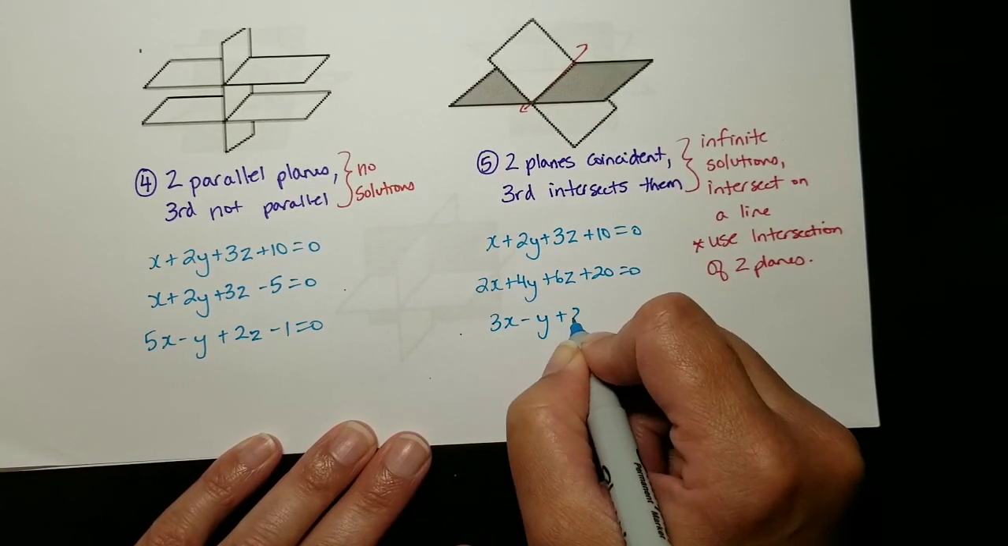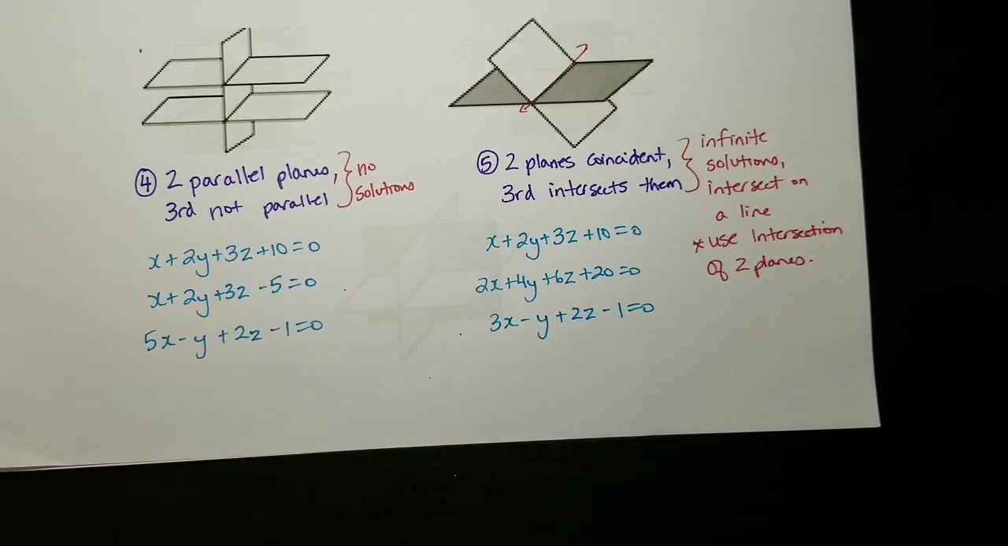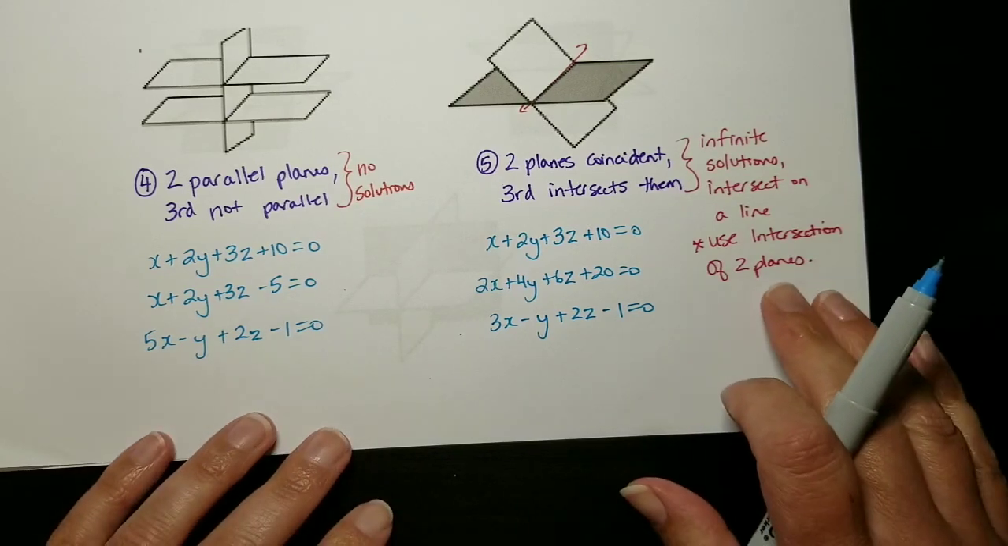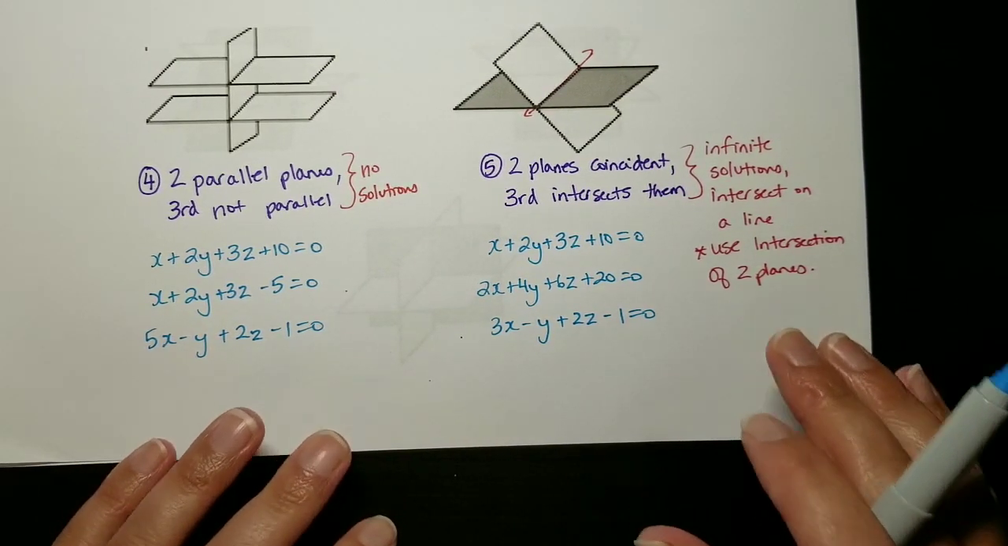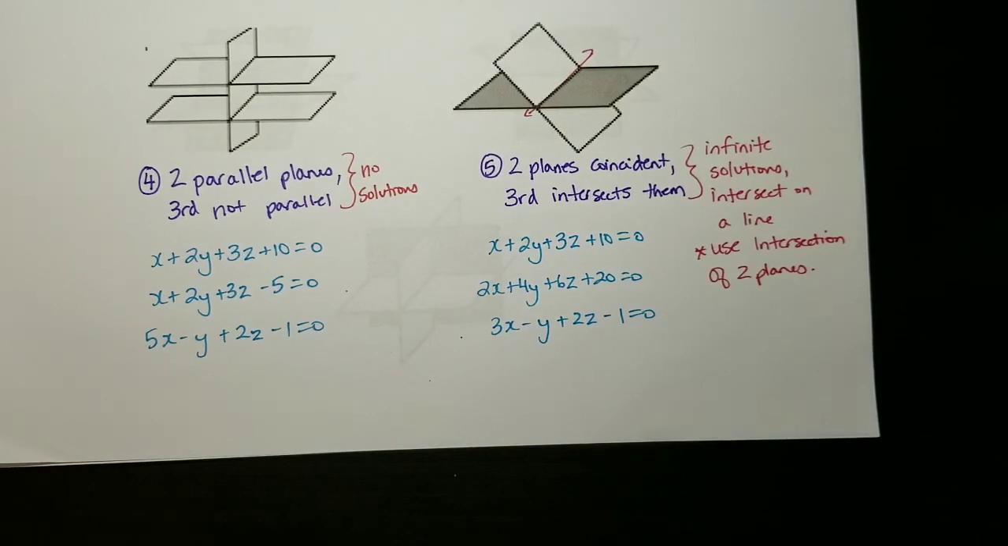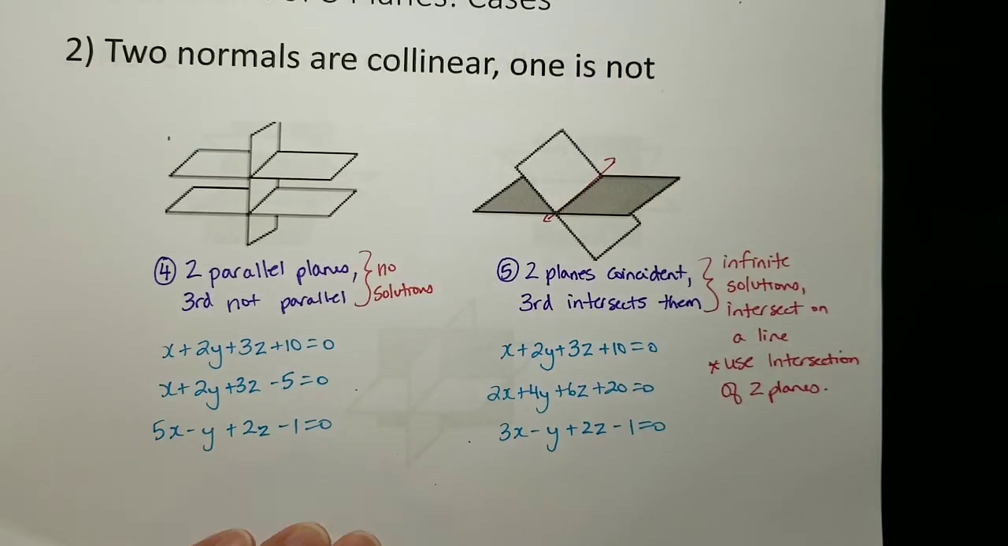3x minus y plus 2z minus 1 equals 0. I don't know, I'm making up numbers there. So you have two planes exactly the same and a third one passing through it. We're really back to that day 7 with the intersection of two planes. So I know it's a little bit overwhelming to kind of say, oh my gosh, there's 8 different cases. That's a ton of cases to kind of know about.